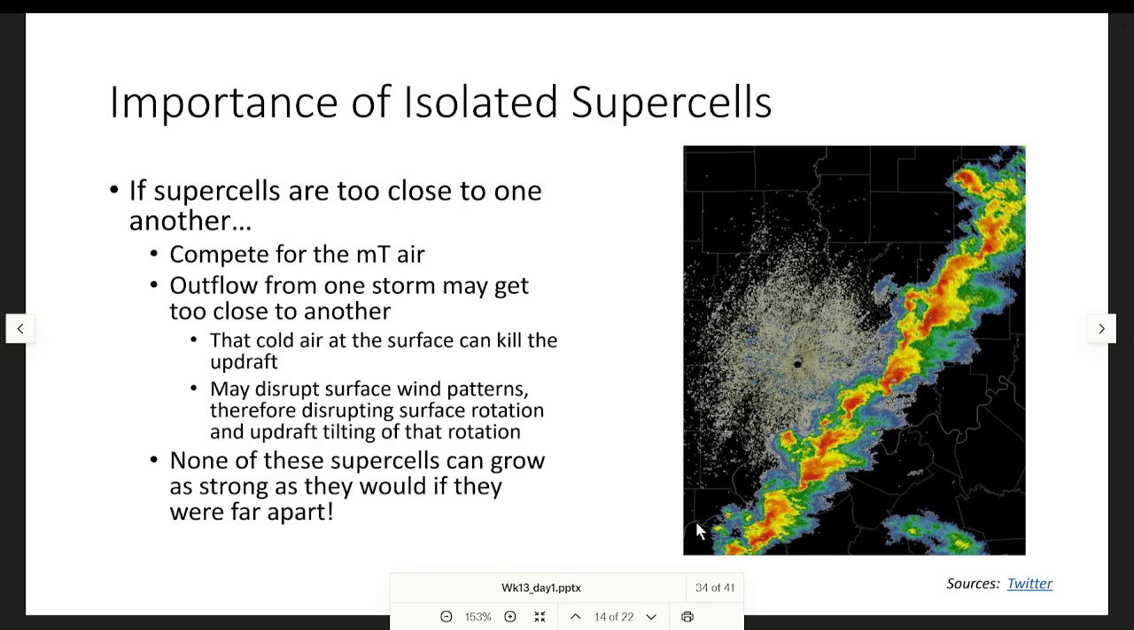If supercells are too close to one another, they compete for that moist tropical air, which is their fuel, so there's less fuel. The outflow from one storm may get too close to another and cut off its updraft, because if you have a cold pool moving into the updraft of another storm, it's just going to kill it. It may disrupt the surface wind patterns and disturb the rotation and the updraft tilting. If they were far apart, they would have a lot better chance of growing into a supercell rather than being close together.